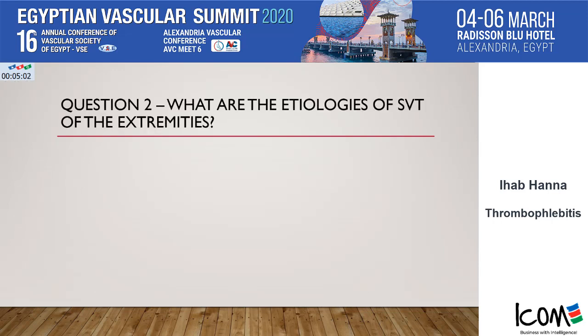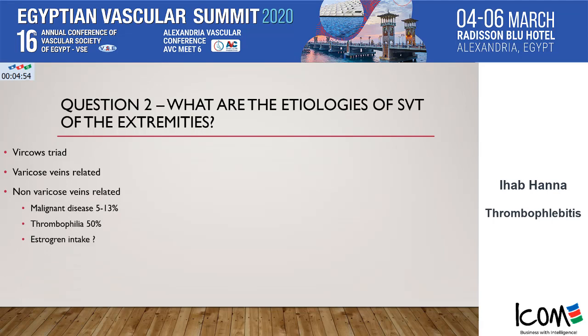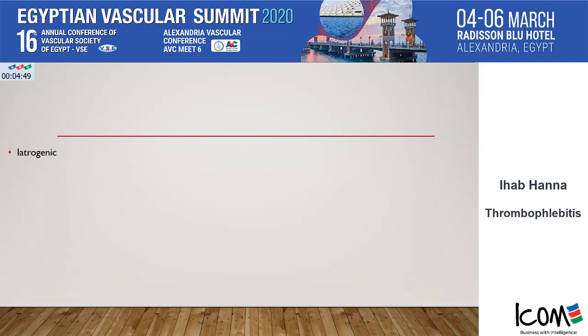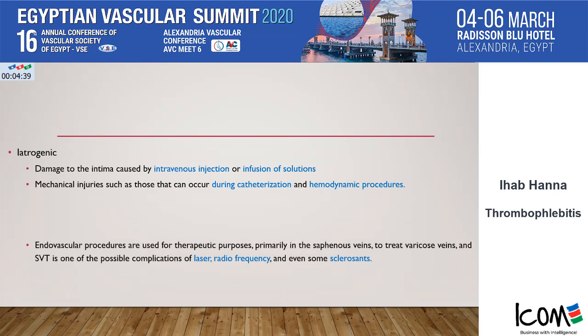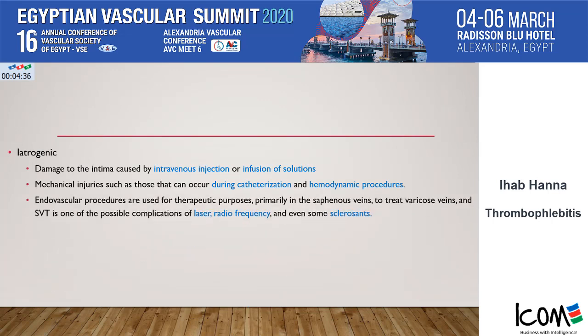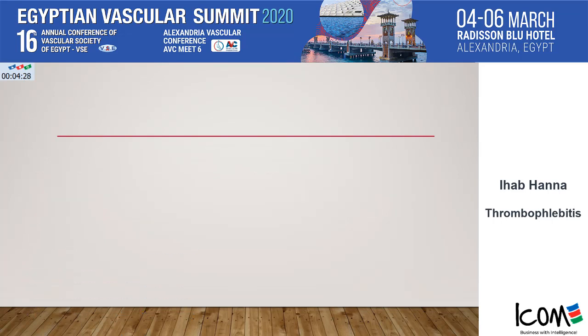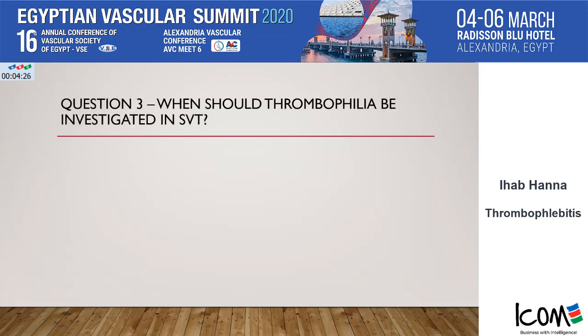Second, what are the etiologies of superficial vein thrombosis of the extremities? Varicose veins remain the cornerstone. Varicose veins related, and non-varicose related, you have to suspect malignant disease, thrombophilia, and estrogen intake. Iatrogenic factors are of paramount importance because of damage, like in intravenous injections or intravenous solutions, catheterizations or hemodynamic procedures, and of course the new procedures like endovenous laser, radiofrequency and sclerosant materials, and drugs like chemotherapy agents also induce superficial vein thrombosis.